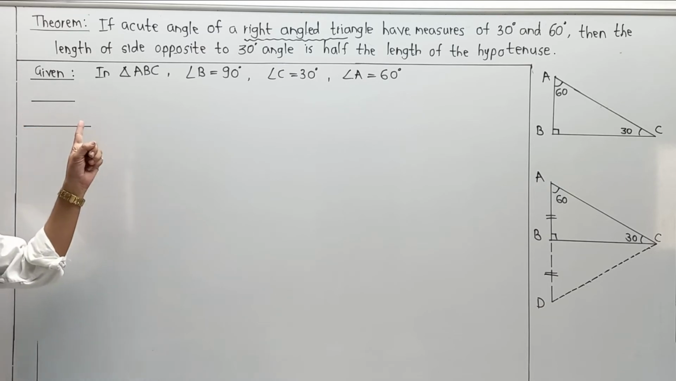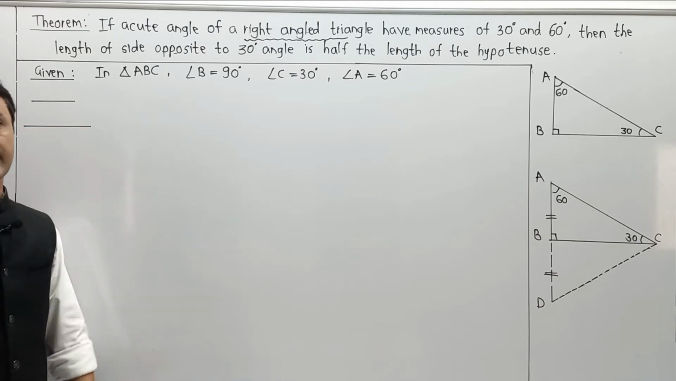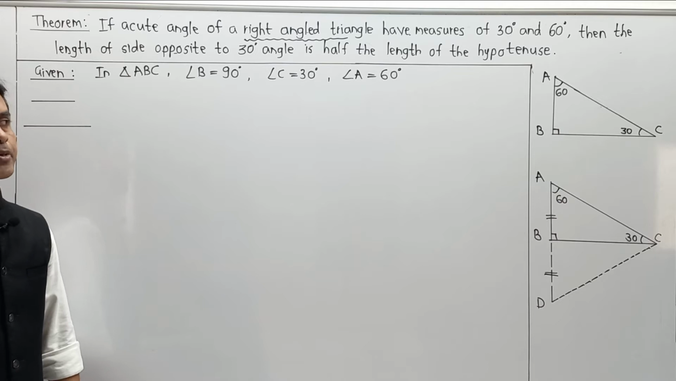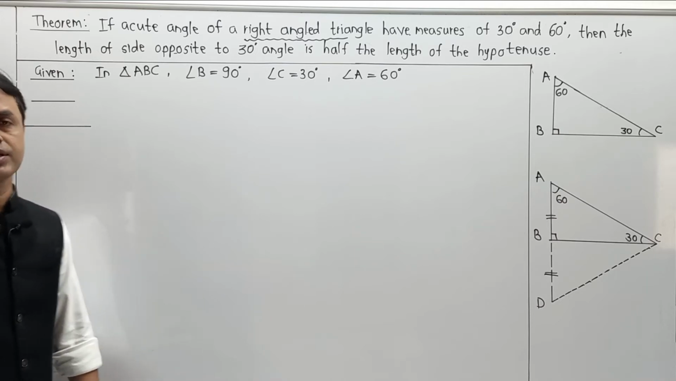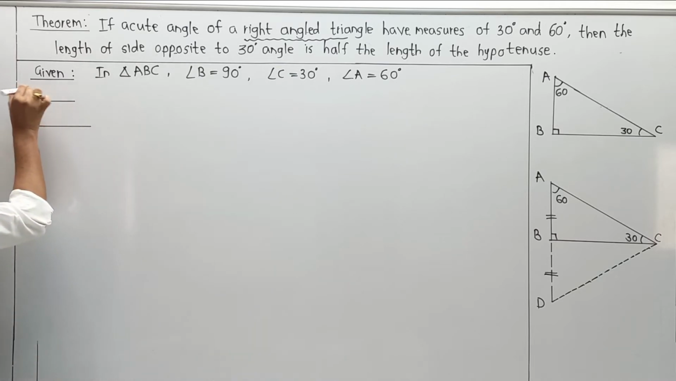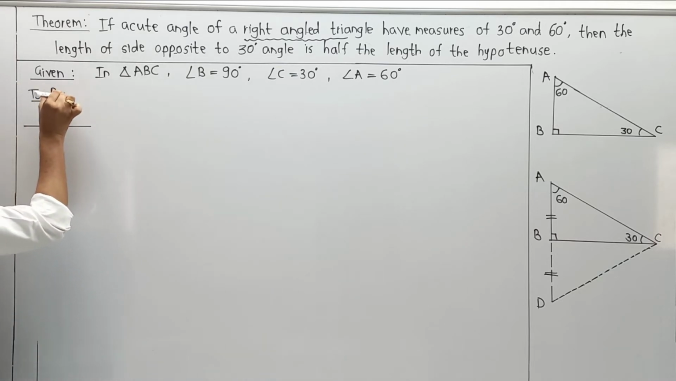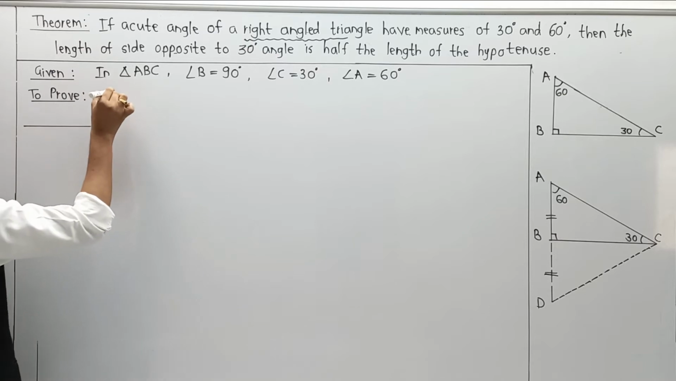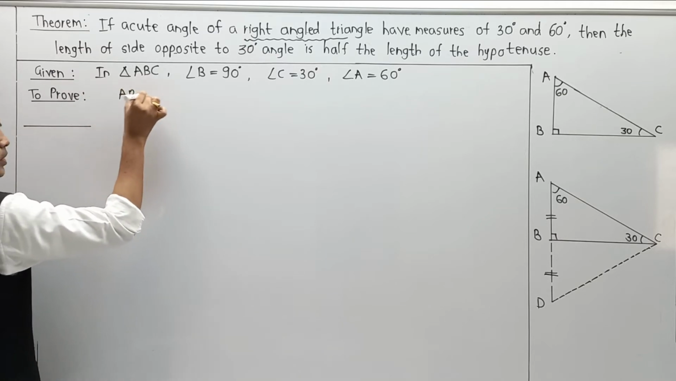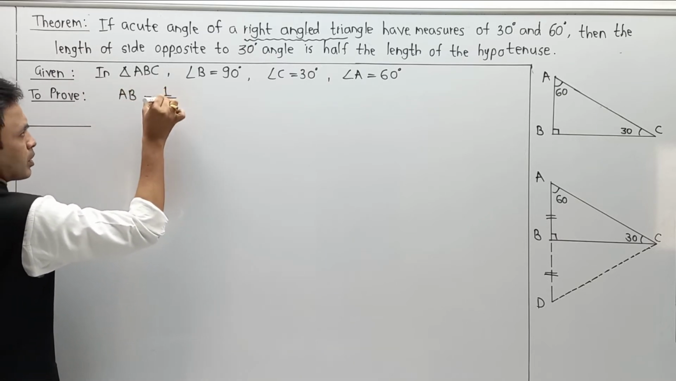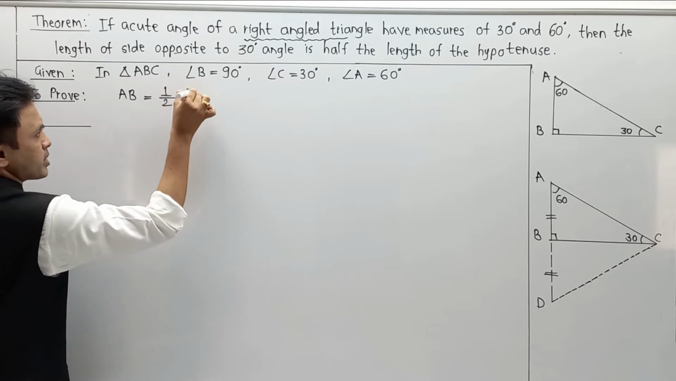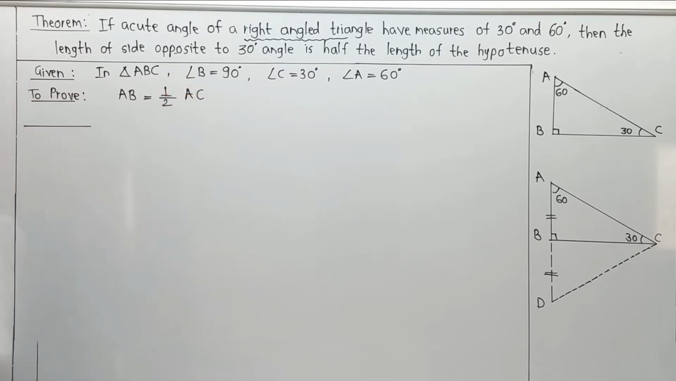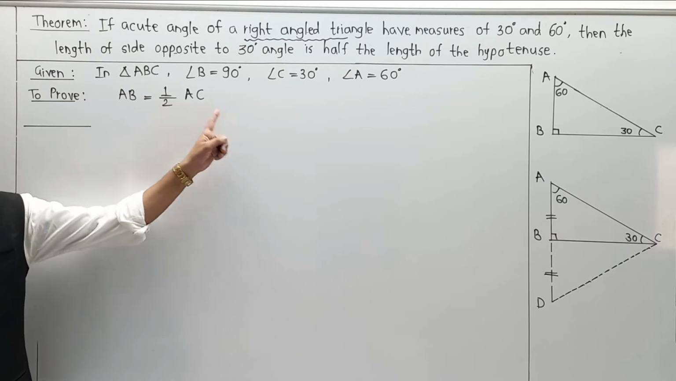Now what exactly do we have to prove? As per the diagram, the side opposite to 30 degrees, that means AB, is half of the hypotenuse, half of AC. So to prove: AB is equal to half of AC. That part we have to prove.